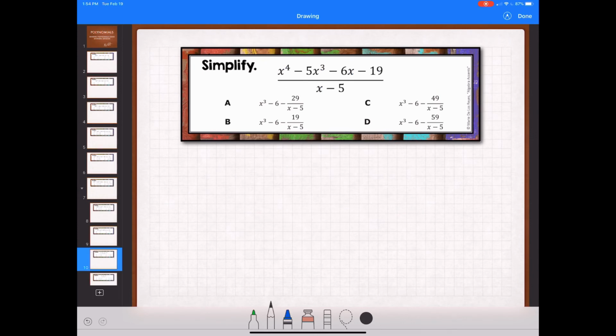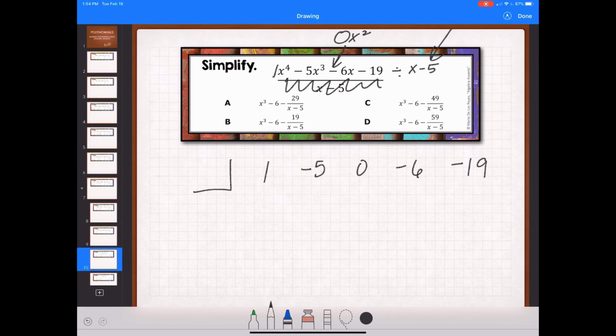Okay, let's try one that looks like this. This is the same thing as writing it as if I had divide by x minus 5 over here on the side, instead of having this fraction bar. It means the exact same thing. So I have an x to the fourth term with a coefficient of 1, x cubed term with a coefficient of negative 5. I am missing the x squared term right in here. I don't have an x squared term there. So I'm going to put down a 0 to hold the space, negative 6 for my x term, and negative 19 for my constant.